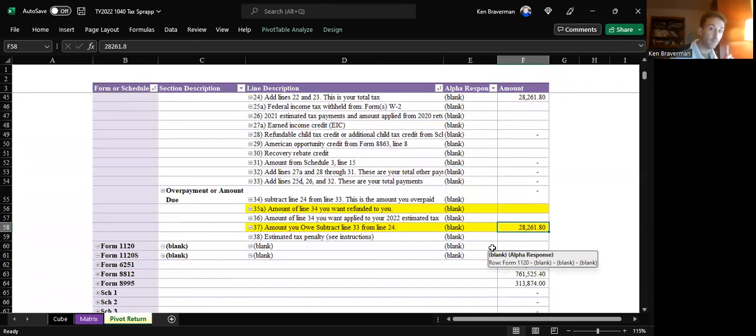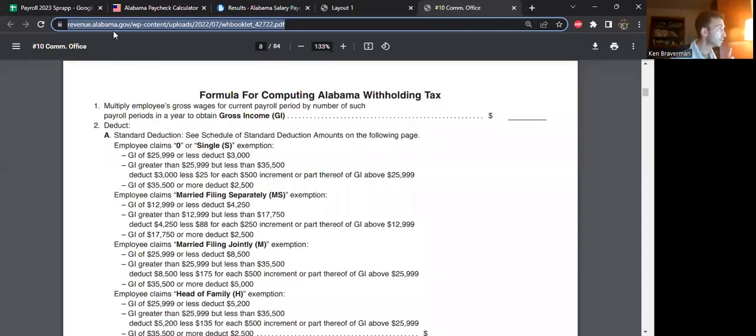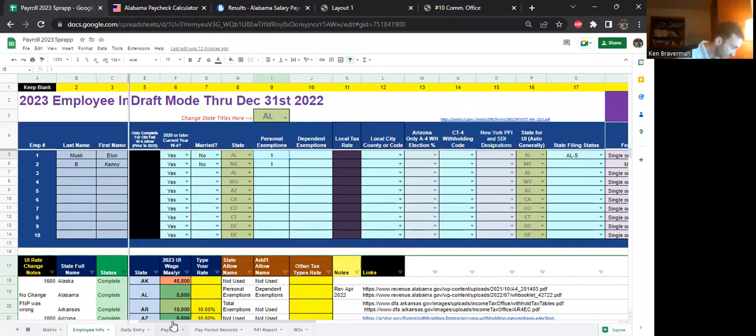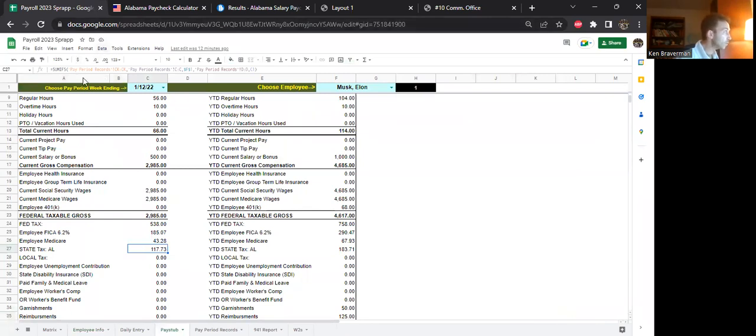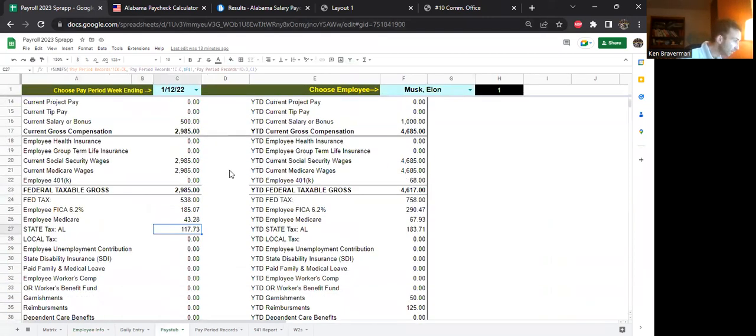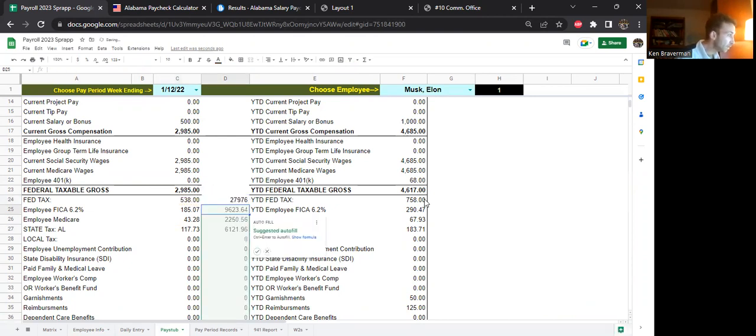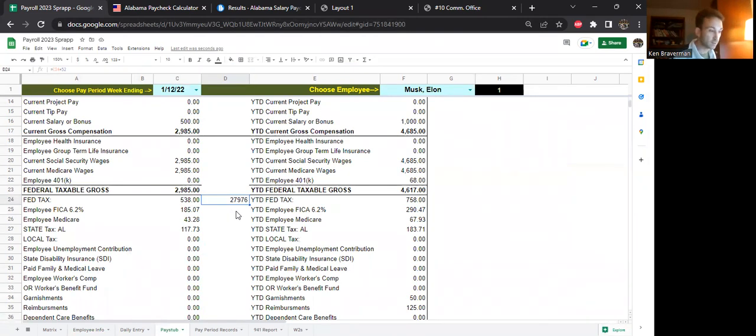$28,261 is what it would be for a year. So let's go back to our payroll file for a second, and let's look at this pay stub. What would end up being withheld in 1 week was $538. Well, if you withhold that every week times 52, that ends up being $27,976 is how much you'd withhold from federal.